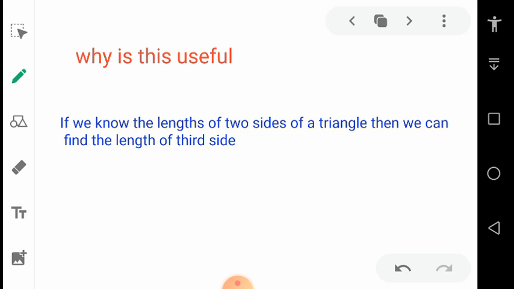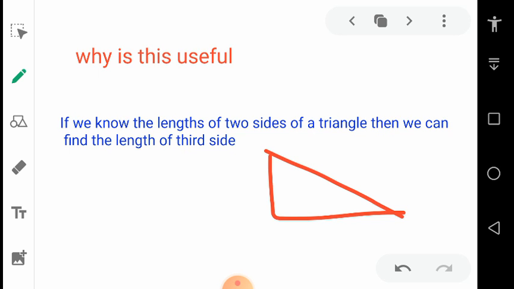Now, why is this useful? Is there any use of the Pythagoras theorem? The use is, if we know the lengths of two sides of a triangle, then we can find the length of the third side. So the third side can be the hypotenuse or any other side of the triangle. For example, this is a triangle.